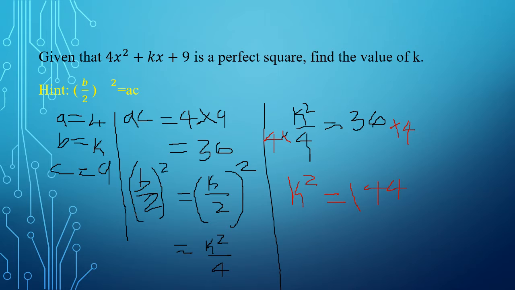How do you solve this? You find the square root. The square root of k squared should be equal to the square root of 144. So what do you get? You have k is the same as 12, and that is our answer, that k is equal to 12.